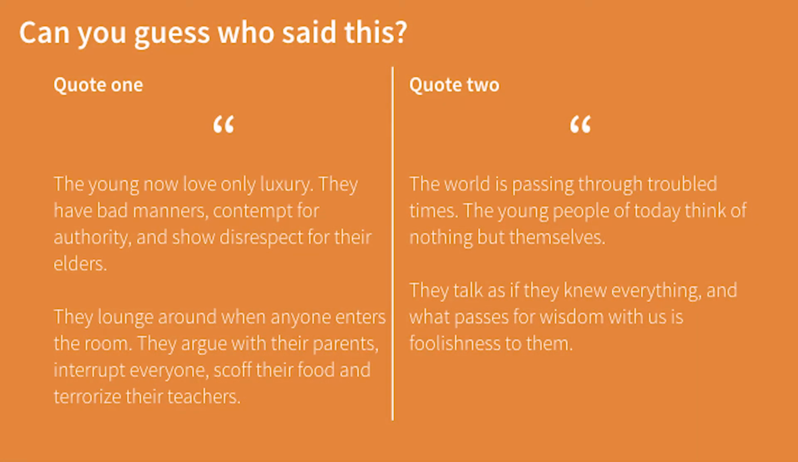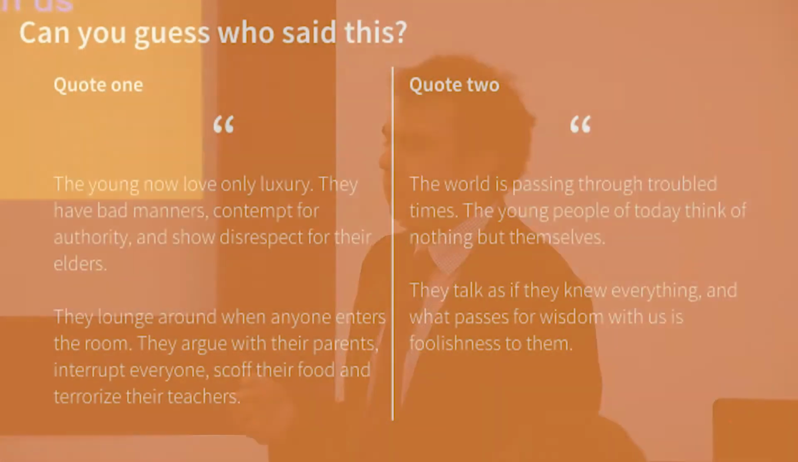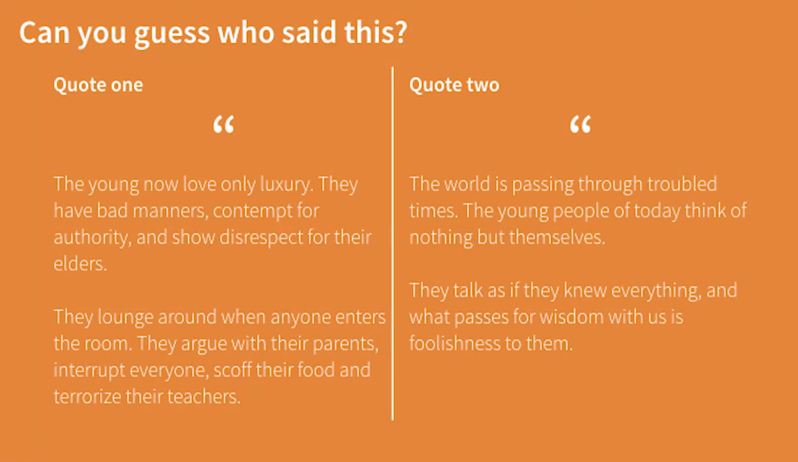So to start off with, I'm going to have two quotes up here, and I'm going to ask you to think about who might have said them and when. In this first one: the young now love only luxury. They have bad manners, contempt for authority, and show disrespect to their elders. They lounge around when anyone enters a room, they argue with their parents, interrupt everyone, scoff their food, and terrorize their teachers. The second quote: the world is passing through troubled times. The young people of today think of nothing but themselves. They talk as if they knew everything, and what passes for wisdom with us is foolishness to them.